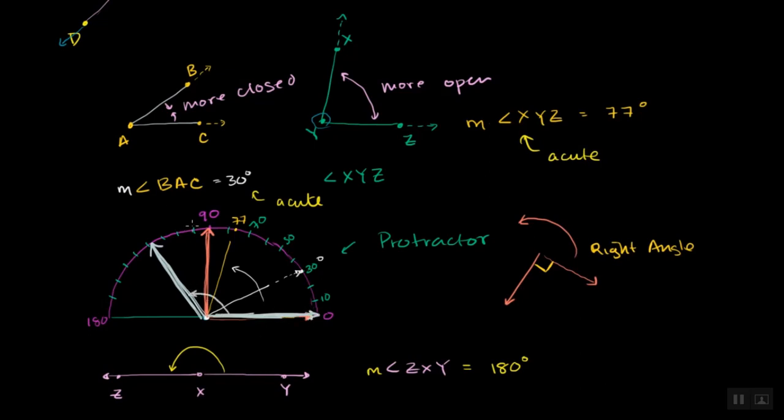If I were to approximate, let's see, that's 100, 110, 120, almost 130. So let's call that maybe 128 degree angle. We call this an obtuse angle.